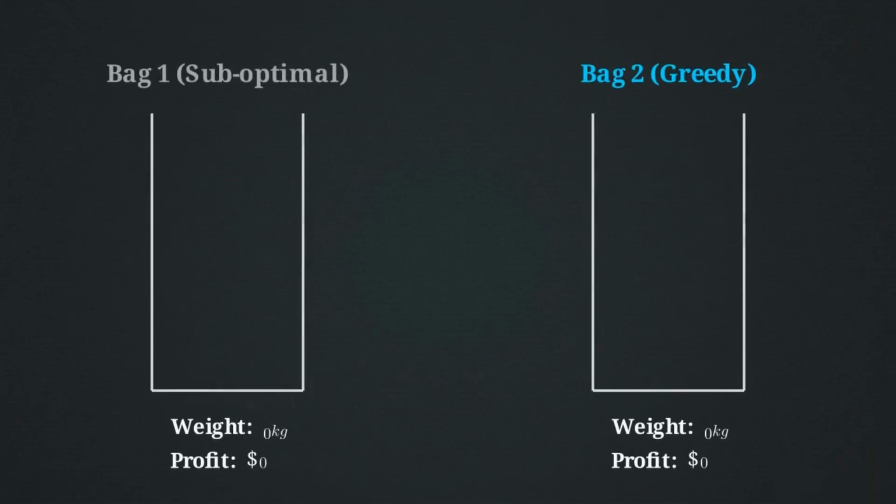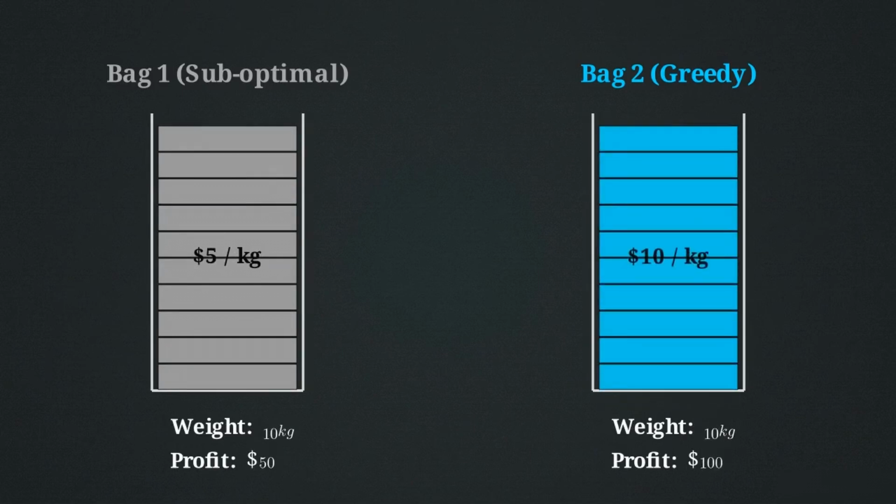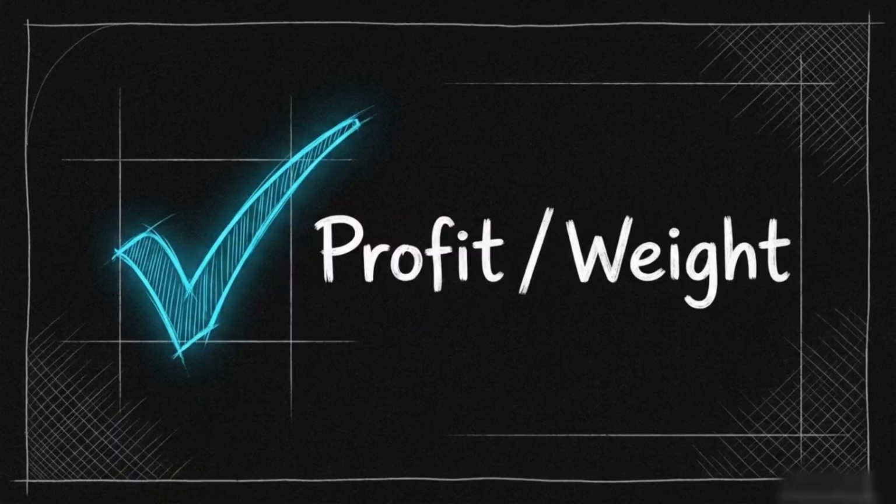This comparison proves our approach. Bag 1 shows a suboptimal choice with a lower ratio item. Bag 2 uses our greedy algorithm, taking the highest ratio item first. Swapping one lower ratio unit in bag 1 for a higher ratio unit keeps weight identical but increases total value. This logic, known as the exchange argument, demonstrates that replacing a lower performing unit with a higher performing one will always raise the total profit. This proves that prioritizing the highest profit-to-weight ratio is the mathematically optimal path.